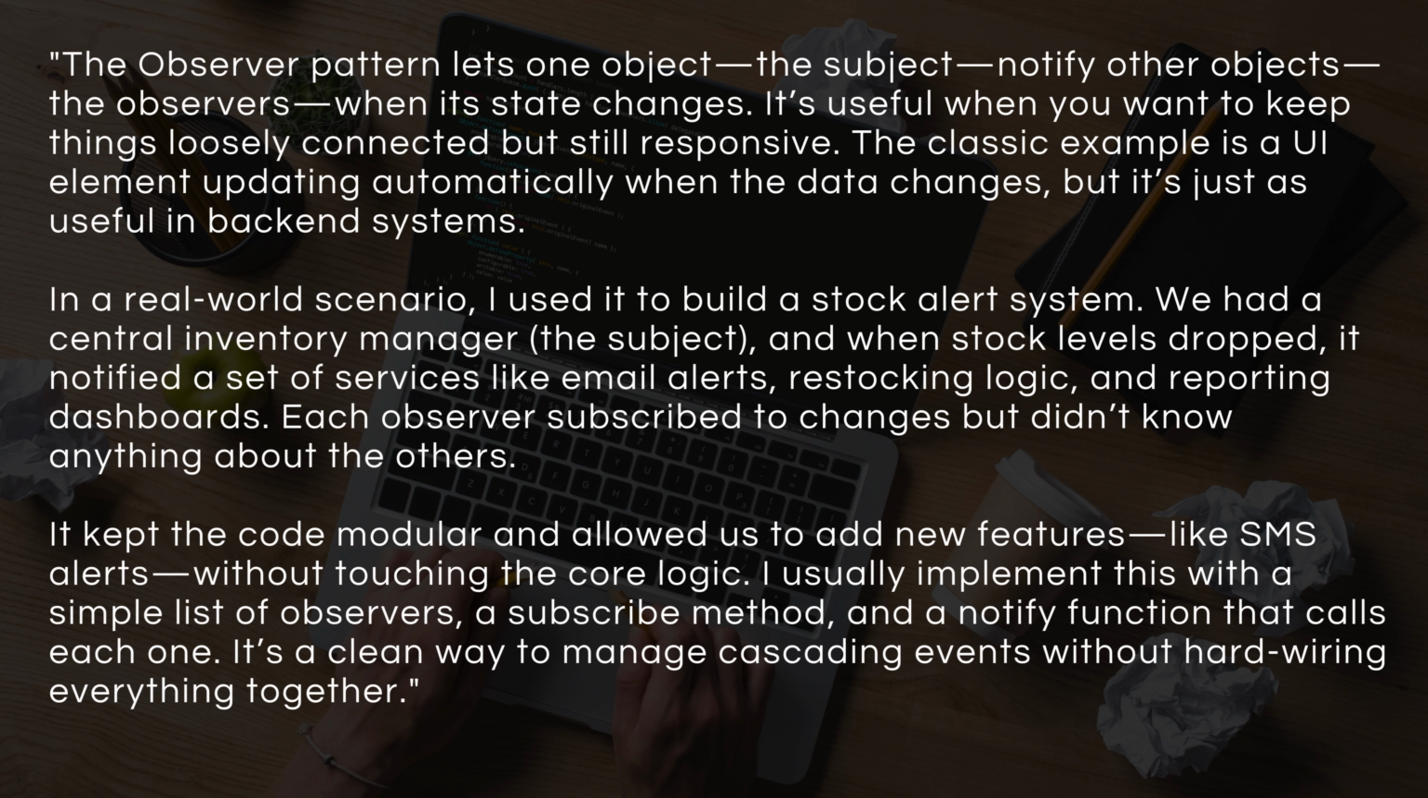We had a central inventory manager, the subject, and when stock levels dropped, it notified a set of services like email alerts, restocking logic, and reporting dashboards. Each observer subscribed to changes but didn't know anything about the others. It kept the code modular and allowed us to add new features, like SMS alerts, without touching the core logic. I usually implement this with a simple list of observers, a subscribe method, and a notify function that calls each one. It's a clean way to manage cascading events without hardwiring everything together.